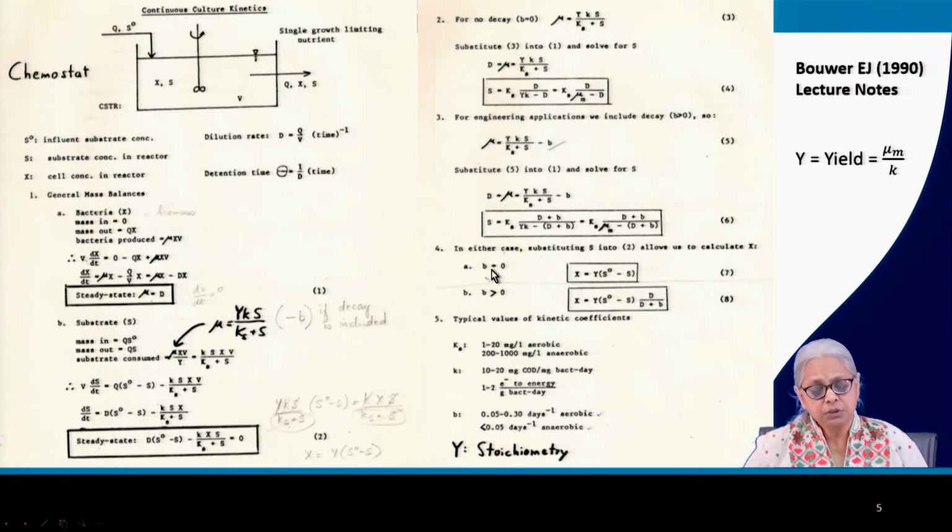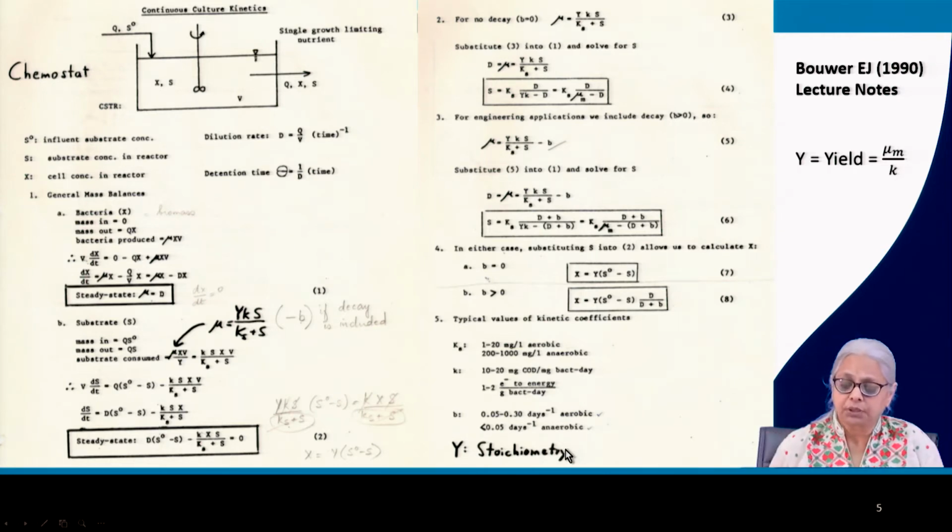Now if B is equal to 0, then x is equal to Y times S0 minus S, and if B is greater than 0, which means you're accounting for decay, then you get this form: x is equal to Y times S0 minus S times the dilution rate divided by dilution rate plus B. Typical values for these coefficients are noted over here. So you have Ks, k, B and Y. Y can also be determined from the stoichiometry depending on the nature of the substrate.